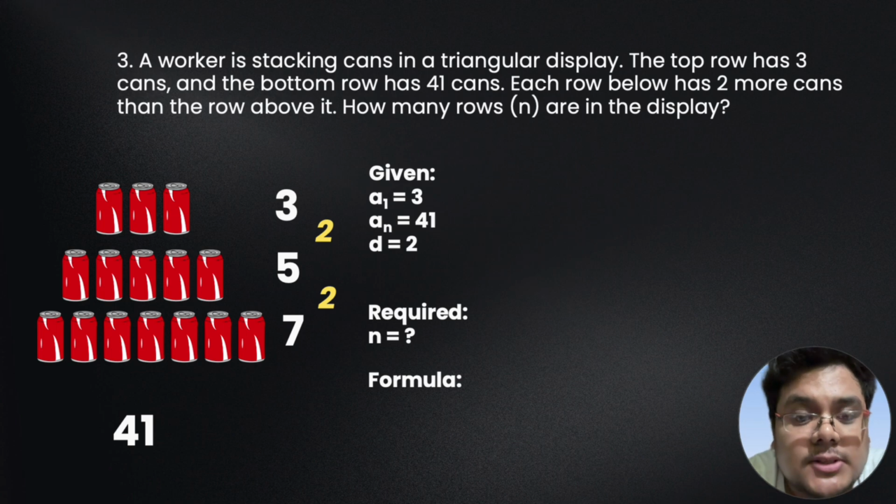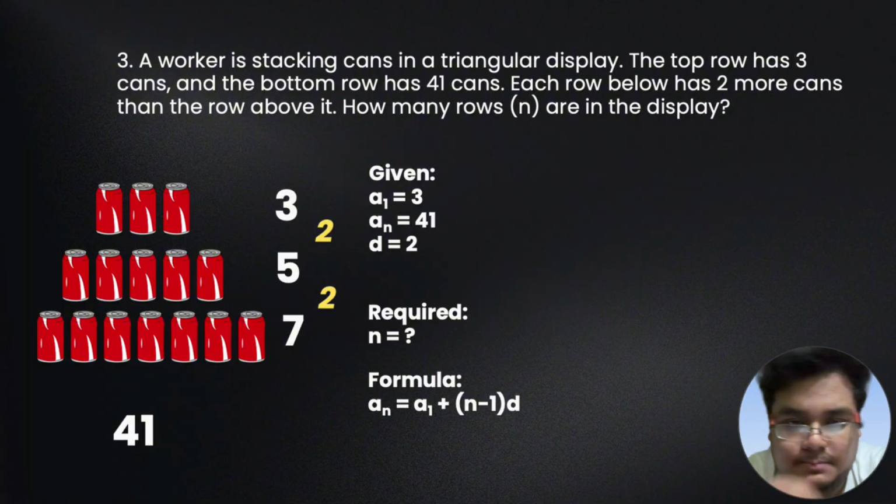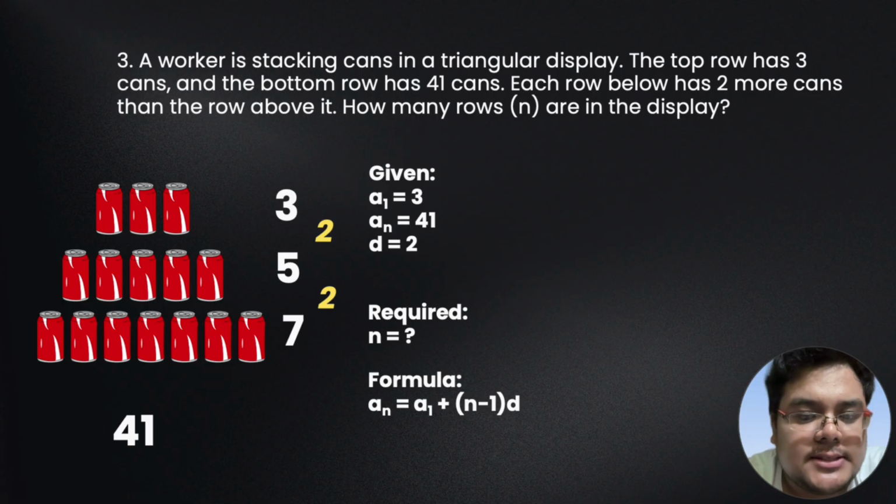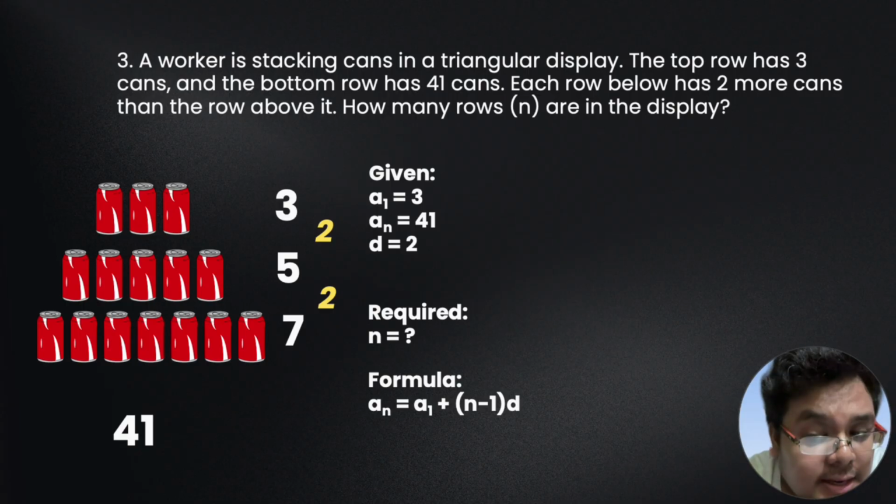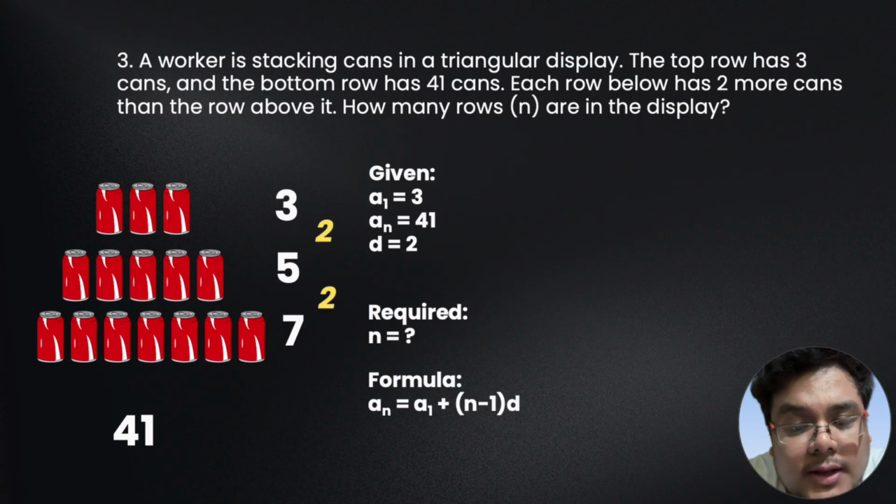And the formula, obviously, since we're given A sub n, A sub 1 and d, is we're going to look for A sub n is equal to A sub 1 plus open parenthesis n minus 1 times d. Where A sub n, we're already given, is the last row, A sub 1 is the first row, n is the variable that we're looking for, and we don't have a value for that, so we're not going to substitute anything on that. And then d is the common difference, we already have that.